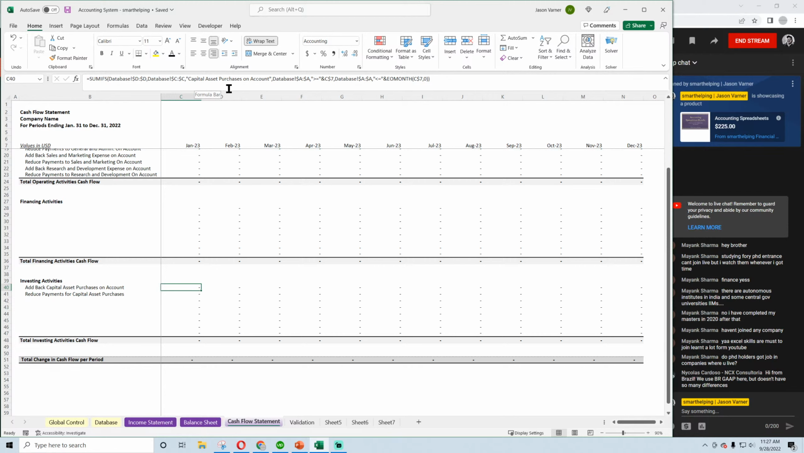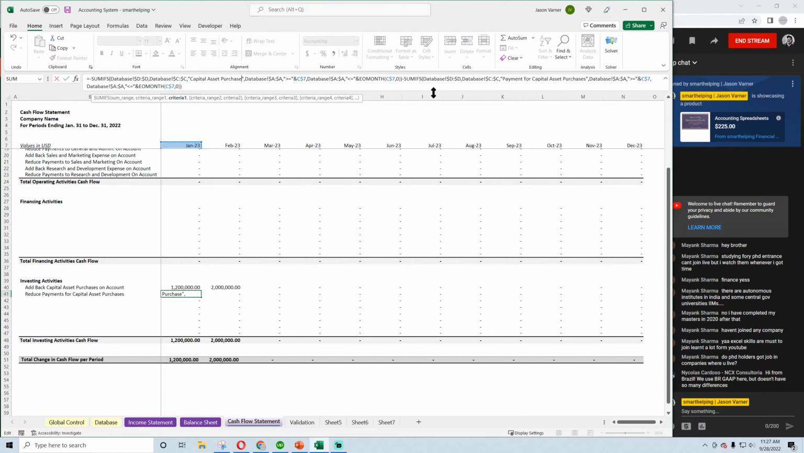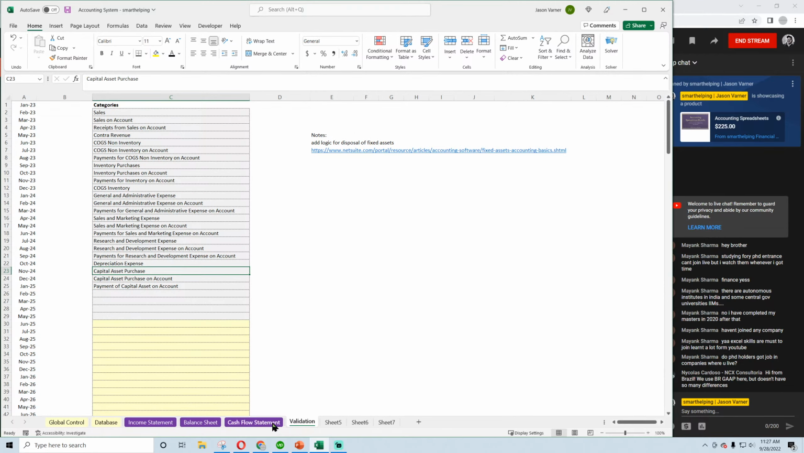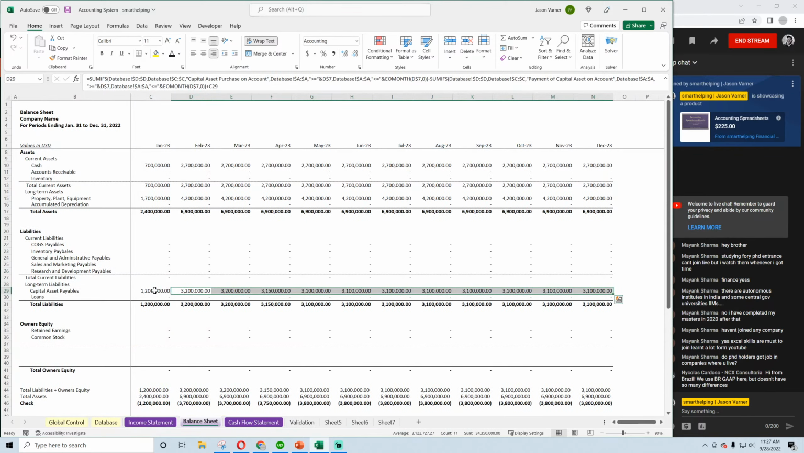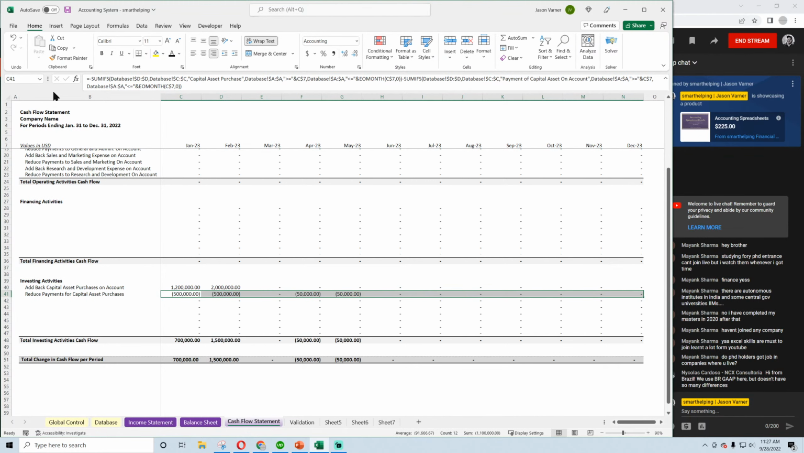So capital asset purchase on account should have no S. And then capital asset purchase is capital asset purchase. And then minus payment of capital asset on account. Payment of capital asset on account. All right, now we might be cooking.